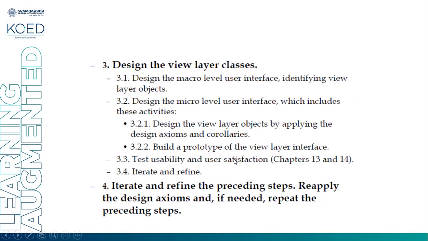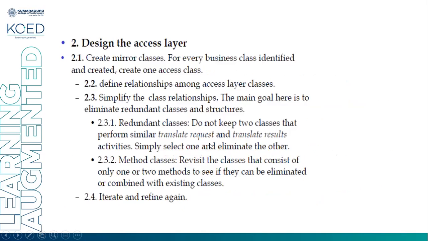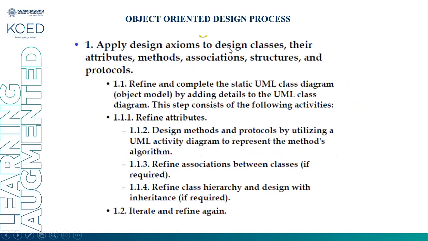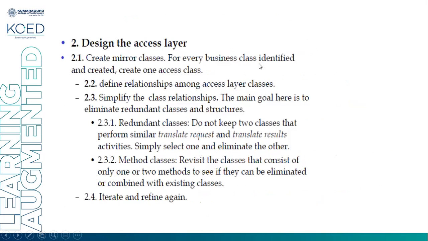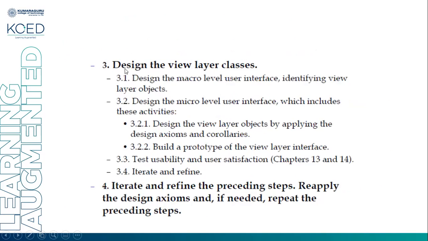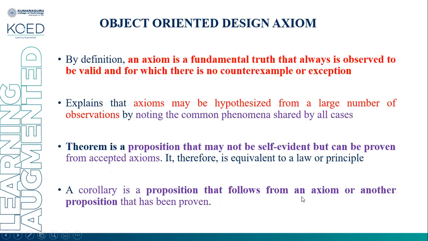By the test, you have to check to what extent the users are satisfied, and iterate and refine. So step 4 is to iterate and refine the preceding steps. What are the preceding steps? The first one is to apply the design axioms to design the classes, their attributes, methods, associations, structures, and protocol. Second, design the access layer. Third, design the view layer. We have to iterate and refine these preceding steps, reapply the design axioms, and if needed, repeat the preceding steps.